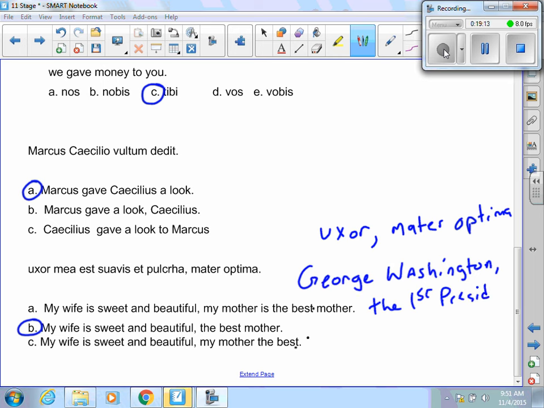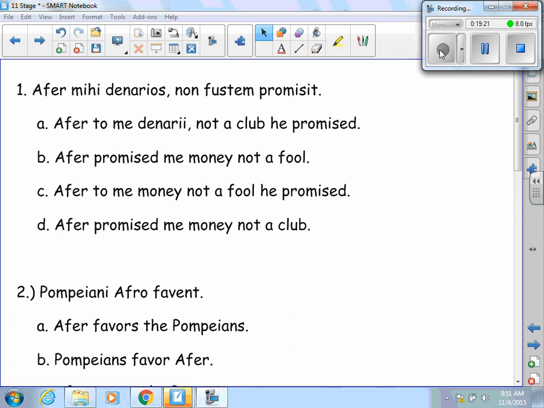Here's some more examples. Look at the first one, hit pause, I'll give you the answer. Okay, I have offer mihi denarios non fustum promissit. I have offer promised to me money, not a club. So offer promised me money, not a fool. That's not what fustus is, it's club. Offer to me money, not a full promise, doesn't even make sense. So those 2 are gone. Offer promised me money, not a club. There it is. D is my answer.